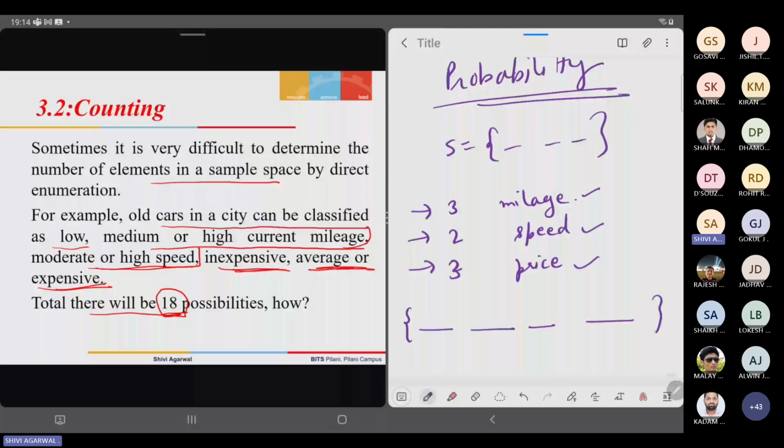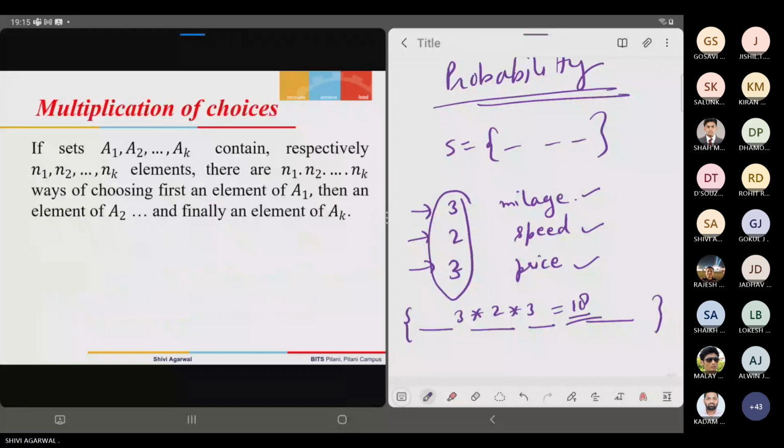It's very difficult to make all possible combinations. So how many elements can we find? We just multiply them with each other. That is the counting. So 3 multiplied by 2 multiplied by 3, there are 18 possible ways, that is 18 total outcomes of the experiment. That is the purpose of calculating the counting.